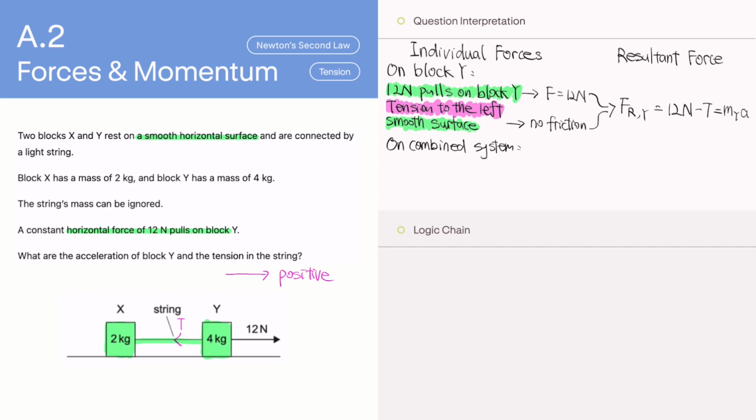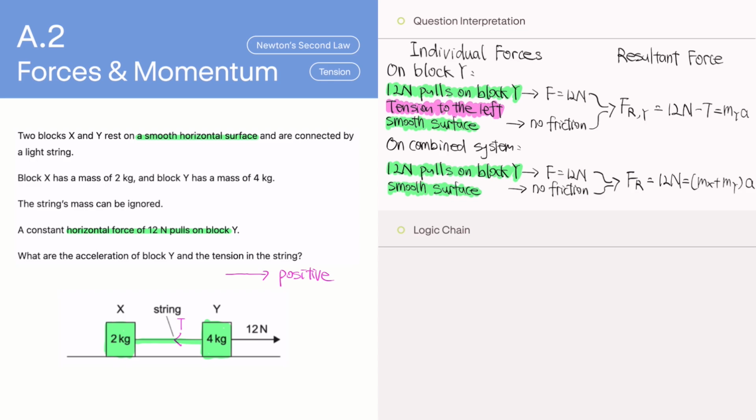For the combined system, there is a 12 Newton pulling force to the right. Tension is no longer considered here because it is an internal force within the system. We only need to consider external forces. Frictional force is an external force, but in this case, it's 0. So the resultant force on the system is just 12 Newton. And by Newton's second law, this equals the mass of the whole thing, which is the mass of x plus the mass of y, times acceleration. That gives us the acceleration, which we can then plug back into block y's equation to find the tension.